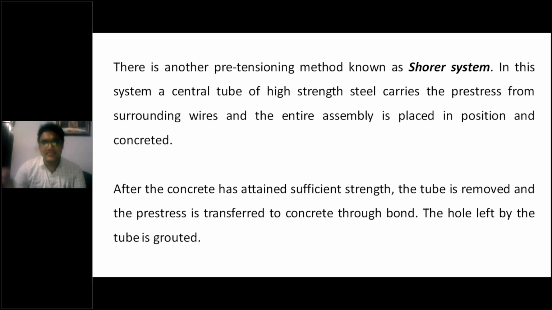In this system, a central tube of high strength steel carries the prestress from surrounding wires, and the entire assembly is placed in position and concreted. So what is the difference between the Hoyer system and the Schorer system? In the Hoyer system there are multiple wires which are stressed, stressing the whole element. But in the Schorer system there will be only one central tube, one big tube.